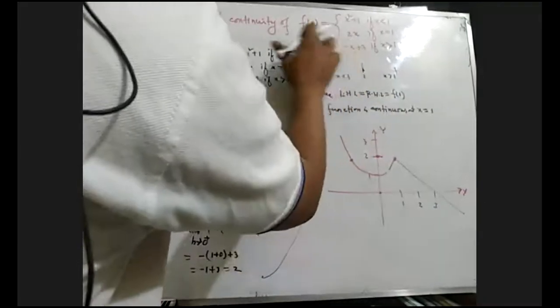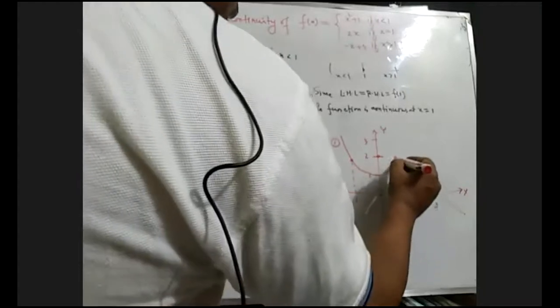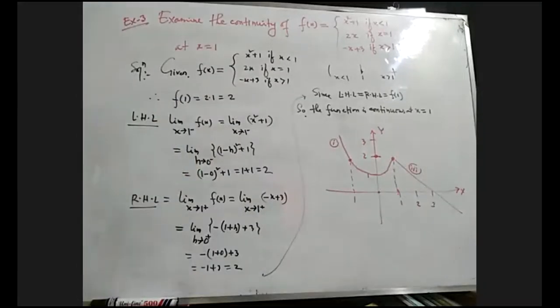If y equals to 0, x equals to 3. This is the third part of the function, and this is the first part of the function. This is the graph of the first part. So the limit exists at which point? At 1. The left hand limit we got 2, and the right hand limit we got also 2, and f of 1 we get originally 2.